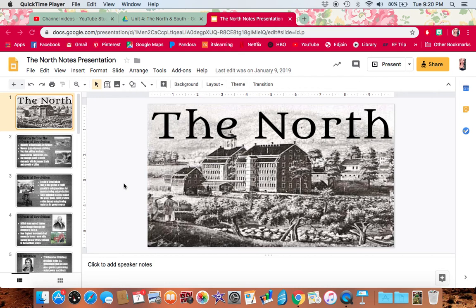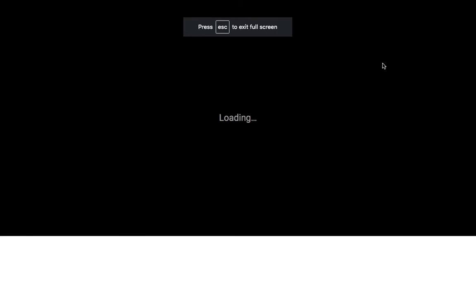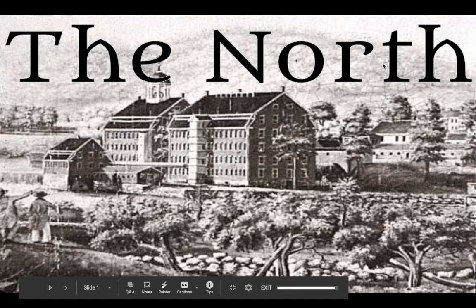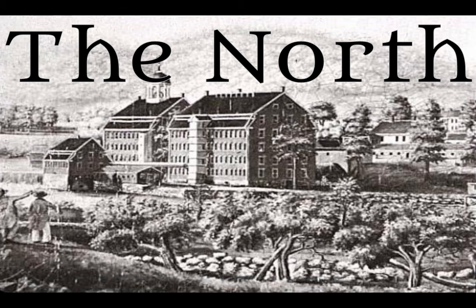These are our first notes of this unit, and we will be talking about the northern states. In this unit, it's all about learning about how the states are starting to change a lot and grow apart, and that this is going to lead to a civil war eventually.